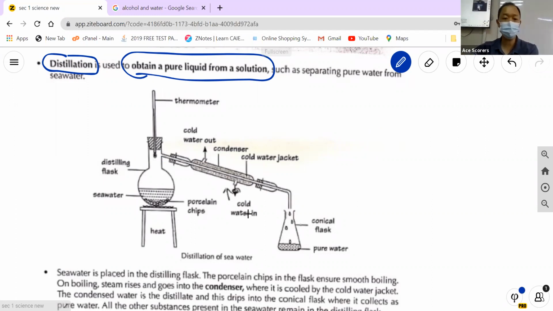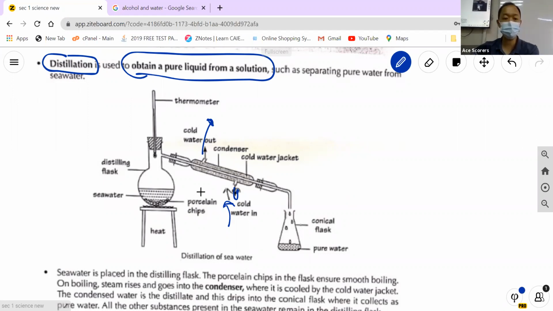Another thing to note is, now this is wrong. Cold water should go in from the bottom and then come out from the top. So this is the condenser. What it does is the vapor will condense, become liquid, and then drop down here.